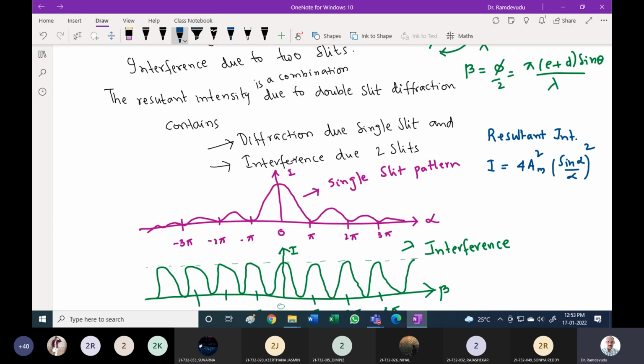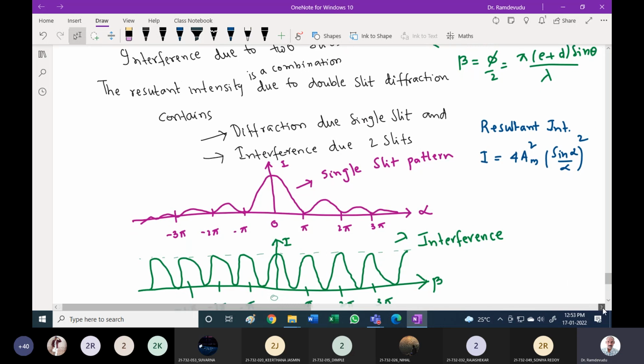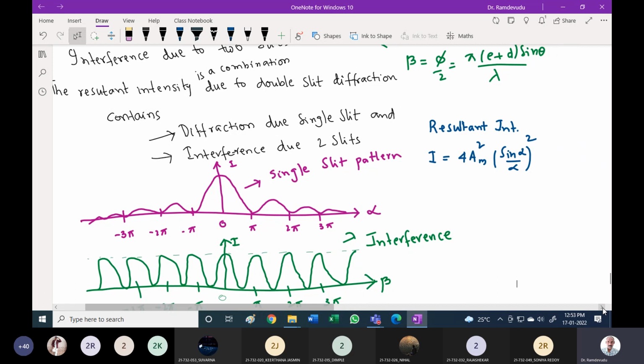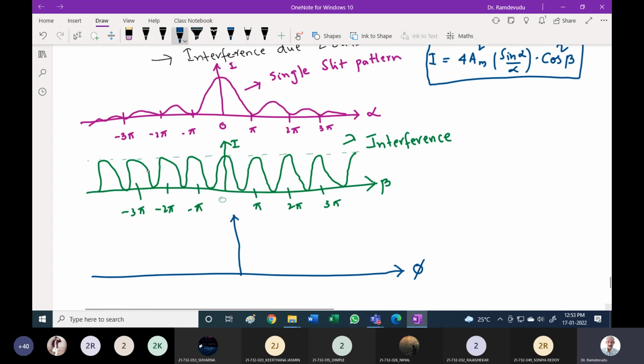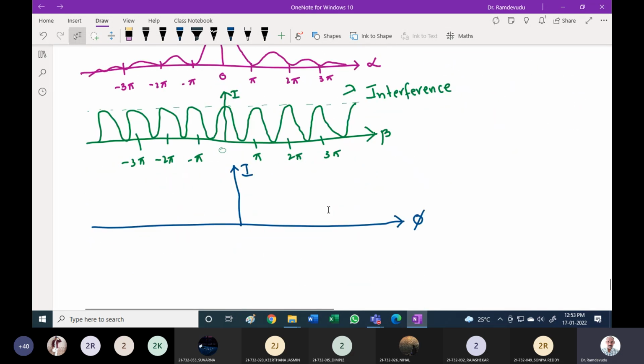Okay, this is because of single slit, but you do have this due to the interference also. So 2μt cos r is equal to nλ. Therefore, I should have a cos term because of interference. So we have cos squared beta. This is the expression for resultant intensity of a double slit. Hence, I is 4a² (sin α / α)² cos² β.